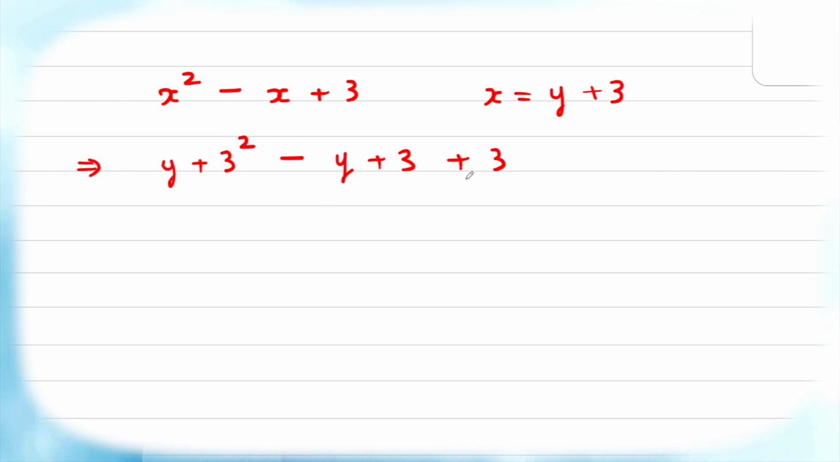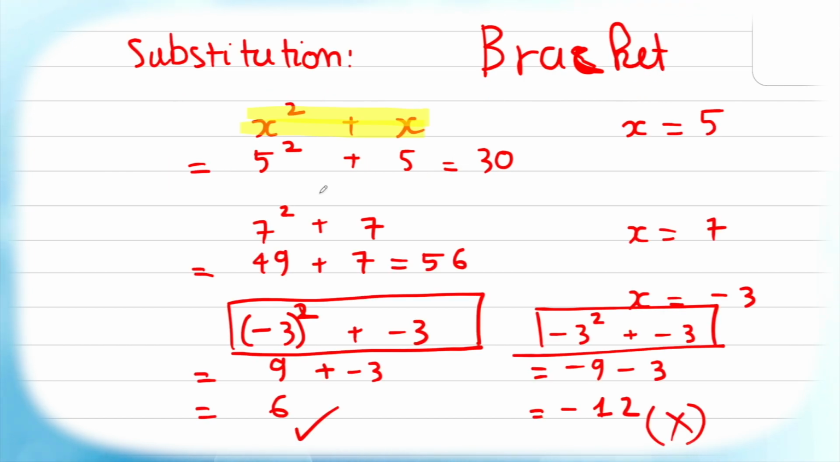You should not write it down like that here. Put it inside the bracket: y plus 3 inside the bracket, y plus 3 inside the bracket. And after that, expand, simplify, and then solve the equation. Yes, one more time, bracket for substitution. Hope you can remember this technique first.